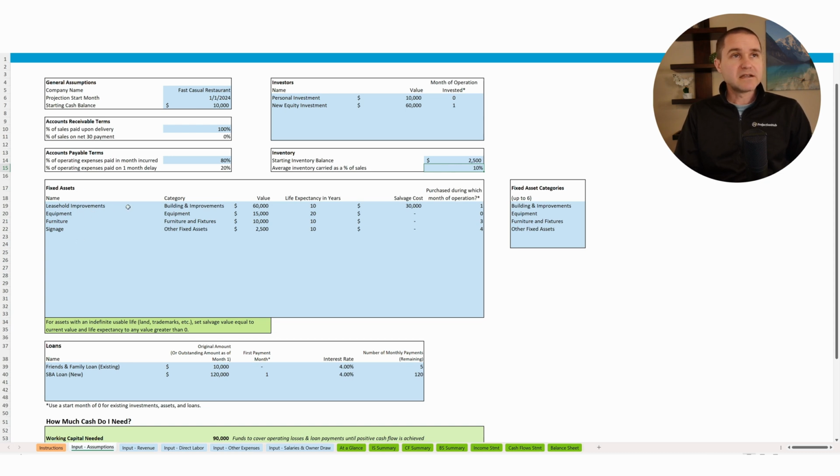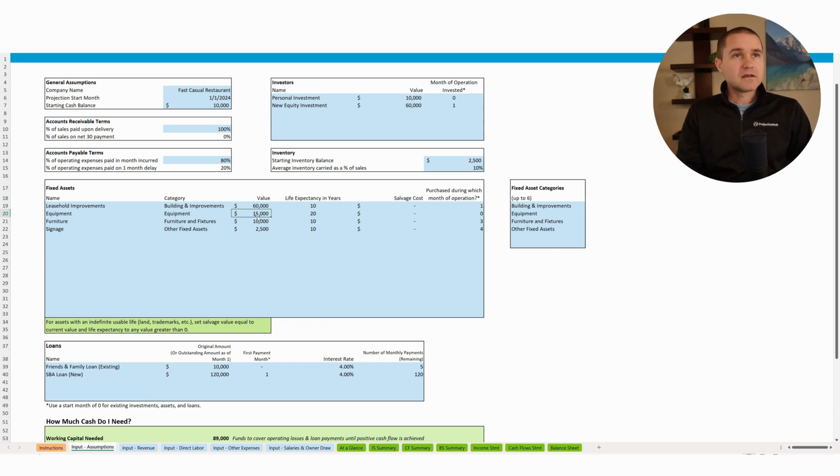On the fixed asset side, you can input leasehold improvements. So let's say you're renting out a space and you need the loan to help cover renovations or leasehold improvements. You can put that in here. We've got a value of $60,000 on the renovations, and you can select what month you're going to do that. I'm going to set the salvage cost to 0.